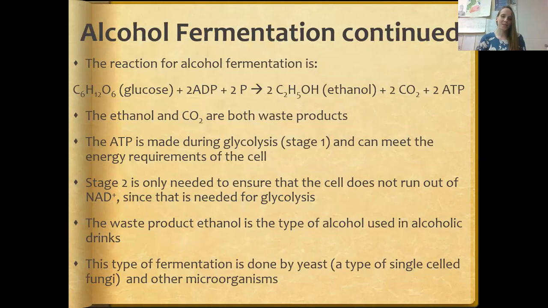So the reaction is we have glucose plus the ADP and phosphate is going to get converted into ethanol, carbon dioxide, and the ATP. Both the ethanol and carbon dioxide are waste products. The ATP is made during glycolysis. That's when we make the 2 ATP, or the net 2 ATP. And then stage 2, its only job is to make sure that the cell does not run out of NAD+, because the NAD+ is needed for glycolysis.